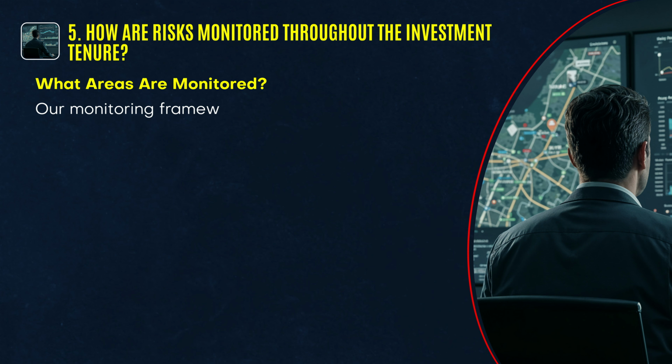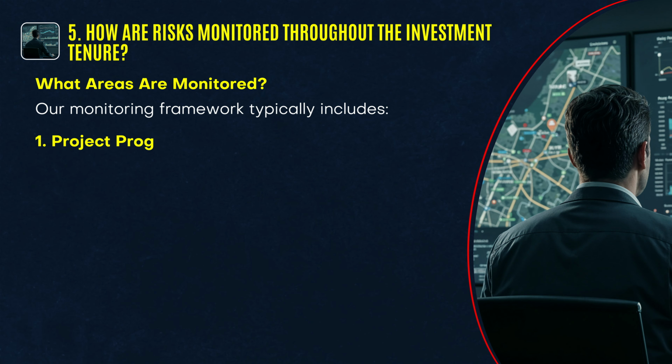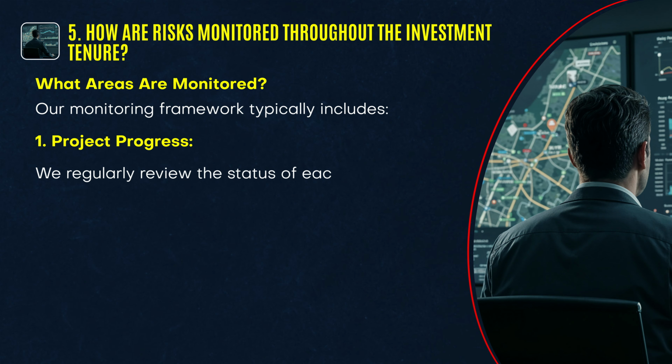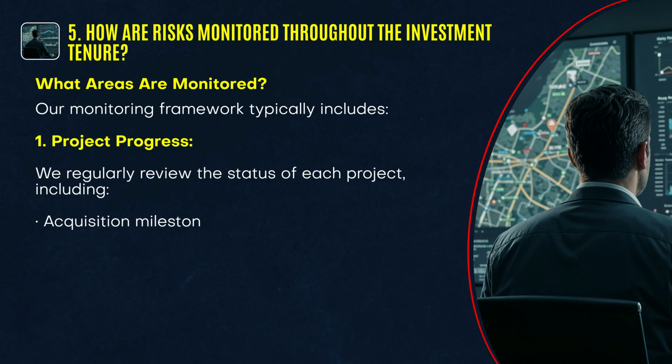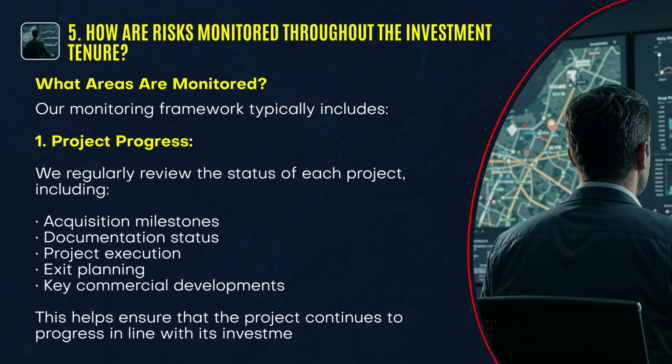What areas are monitored? Our monitoring framework typically includes: 1. Project progress. We regularly review the status of each project, including acquisition milestones, documentation status, project execution, exit planning, and key commercial developments. This helps ensure that the project continues to progress in line with its investment objectives.